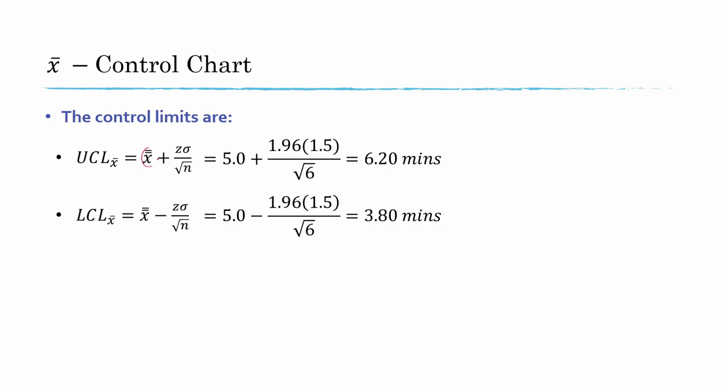Here we have the value of X double bar, we have the value of Z which is 1.96, and we have the value of sigma. All these values are available in the problem statement. This is the value of the number of customers. So the upper control limit value is 6.2 and the lower control limit value is 3.8 minutes using the standard deviation.